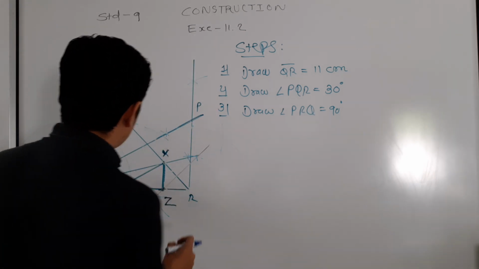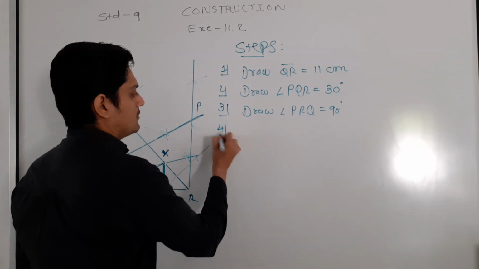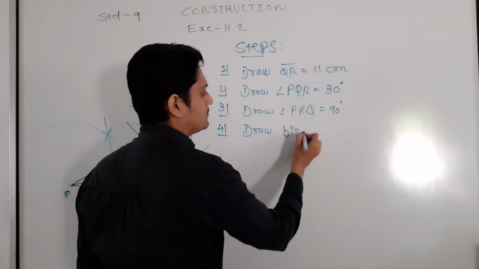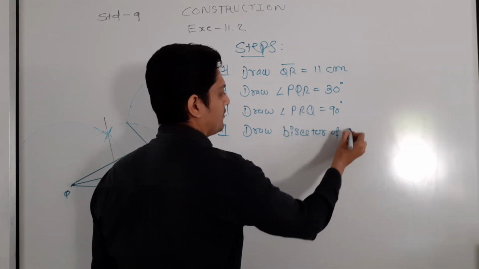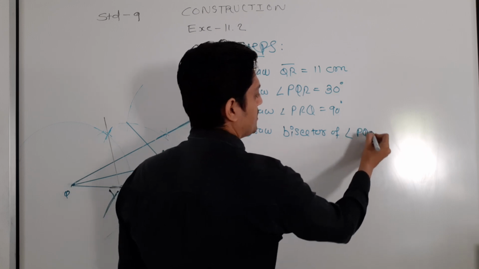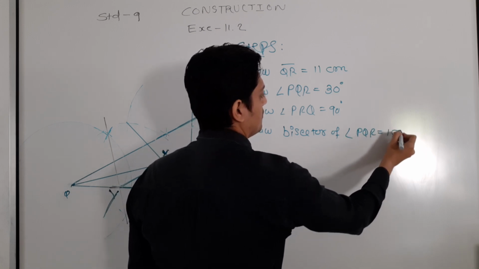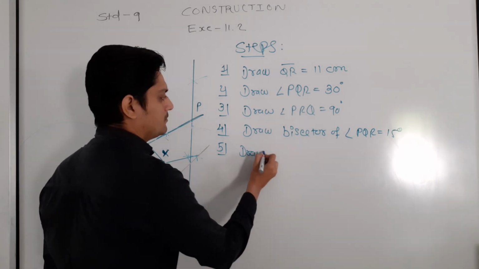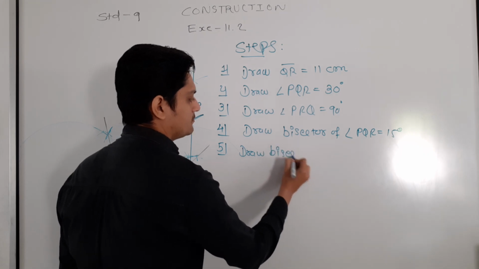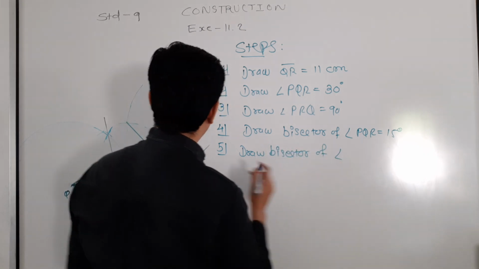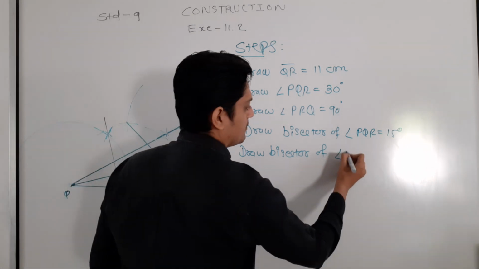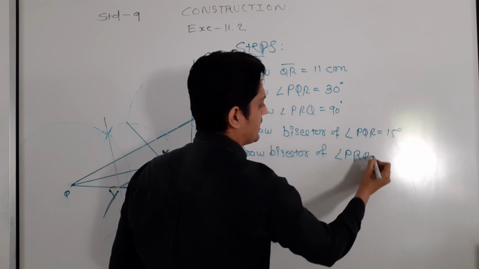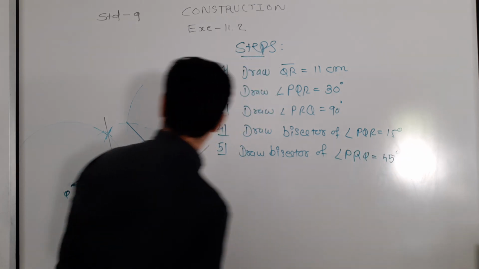Again draw its bisector. Okay, draw the bisector of angle PQR. PQR is equal to 15 degree. Again the same thing, draw the bisector of angle PRQ. PRQ is equal to 45 degree.